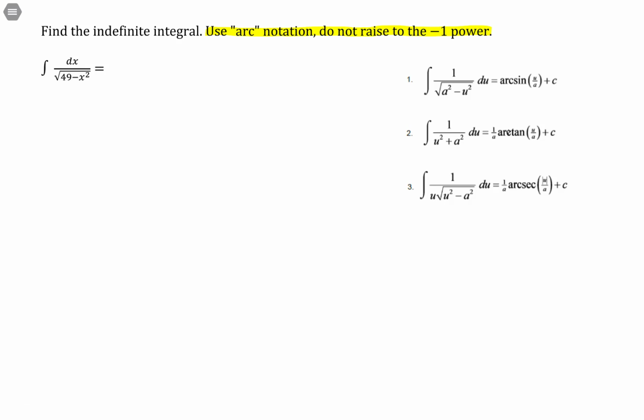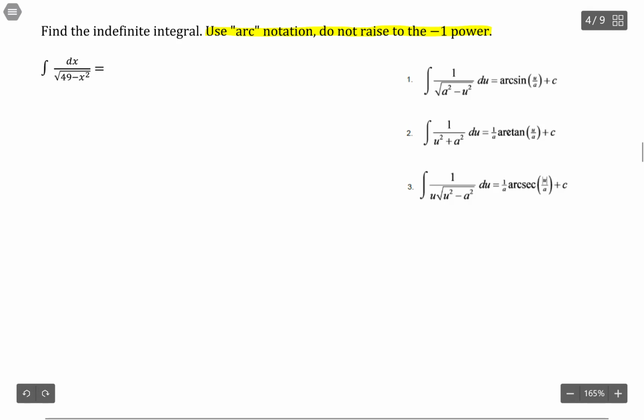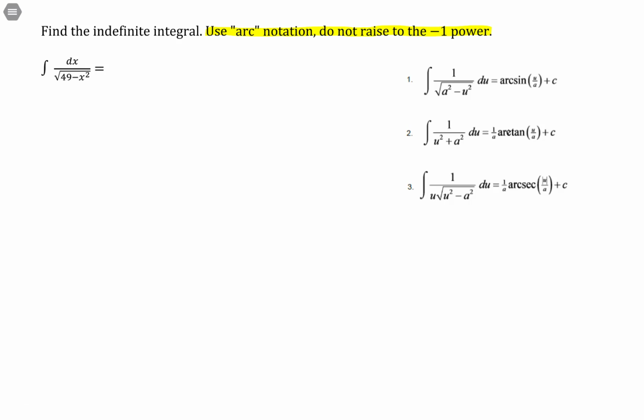So we need to decide which one we're going to use. And it's really just, you have these memorized and you decide which one fits best. So square root in the denominator, that means either arcsine or arcsecant, so tangent's out. There's no multiplier on the outside of this, so that means arcsecant's out, and we're just working with arcsine this time.